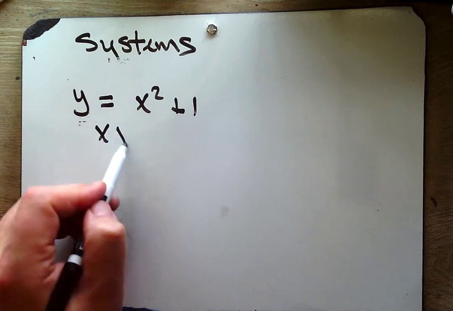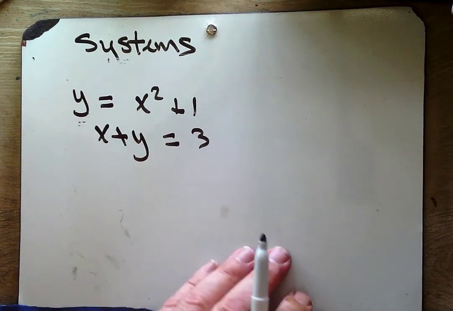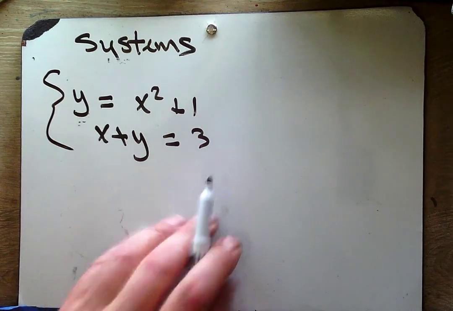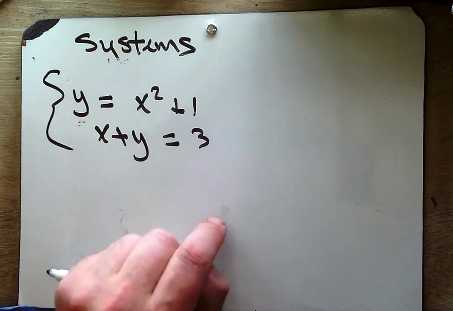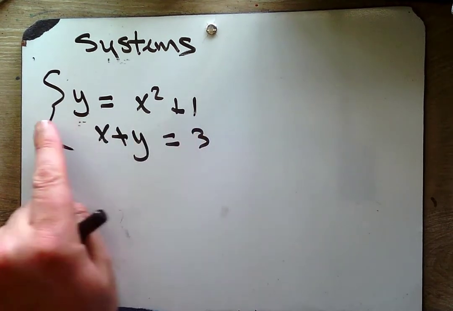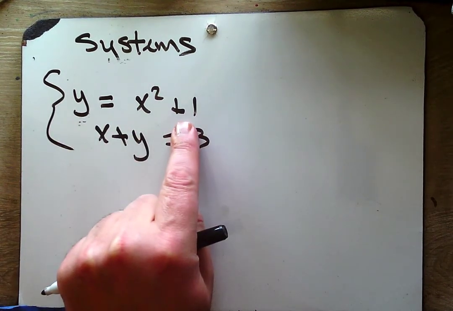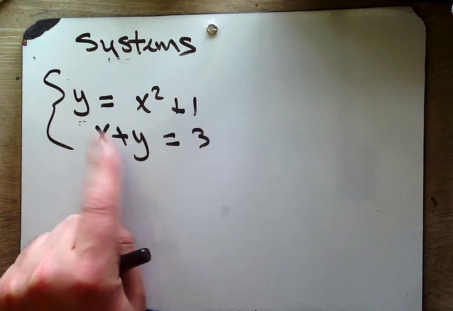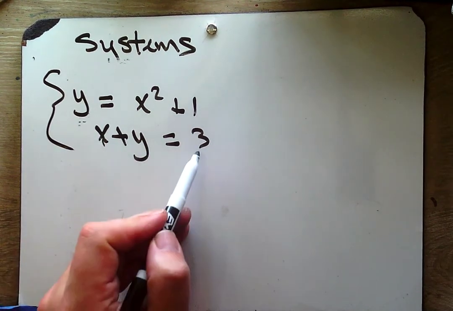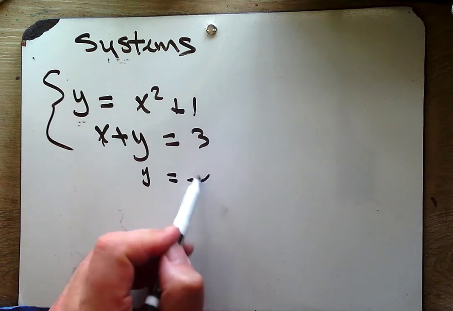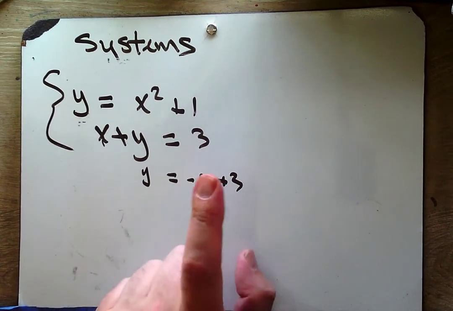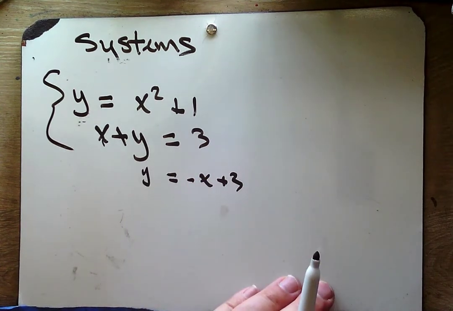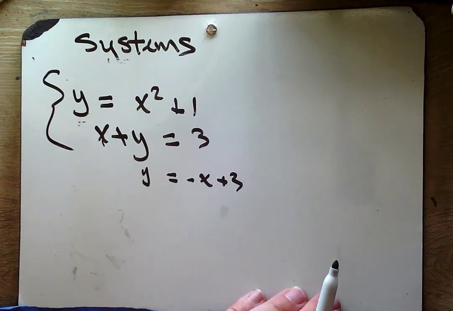and x plus y equals 3. So let's just think about this graphically. This is a parabola, shifted up 1. This is a linear equation. If I move that x over, it's going to be y equals negative x plus 3. So I have a linear equation with a negative slope and a positive y-intercept. How many solutions do you expect here?